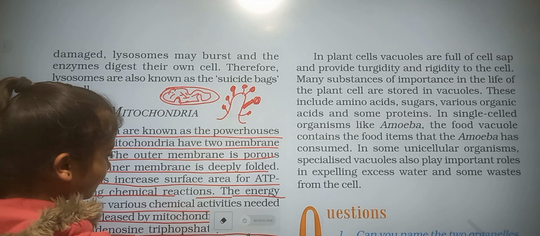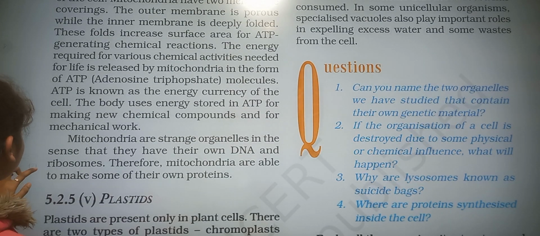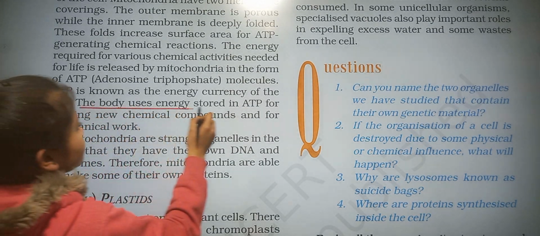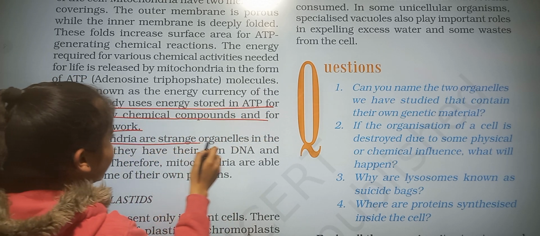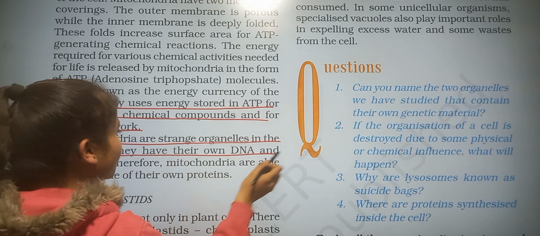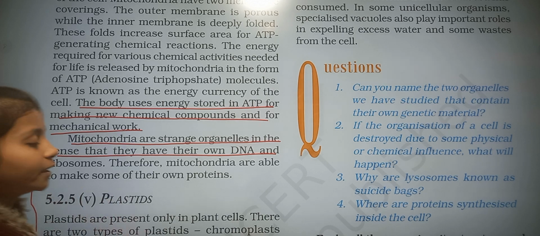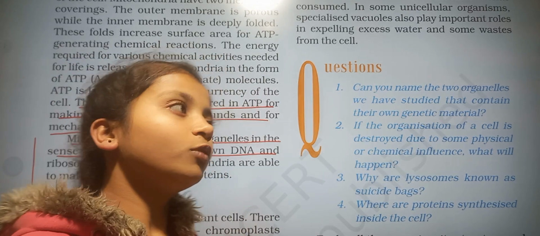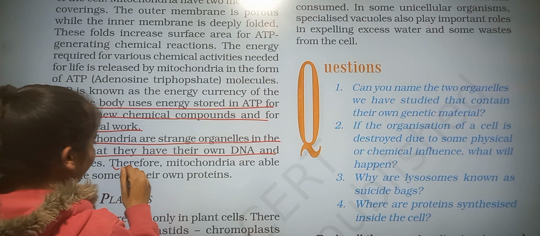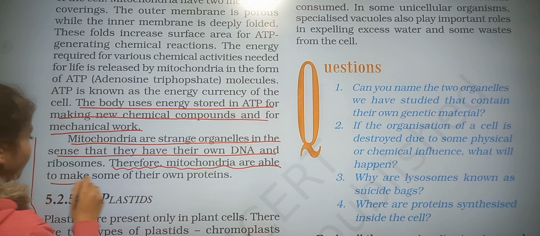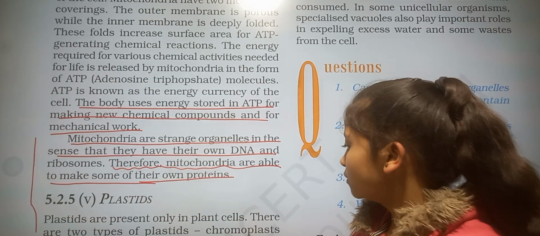I have already told that it helps in ATP production. The body uses energy stored in ATP for making new chemical compounds and for mechanical work. Mitochondria are a strange organelle in the sense that they have their own DNA and their own ribosomes. Therefore, mitochondria are able to make some of their own proteins.